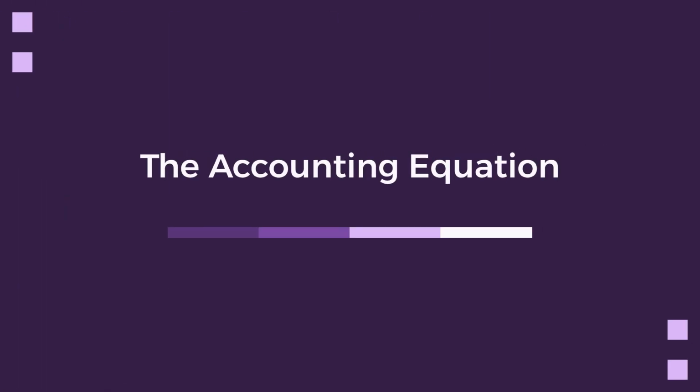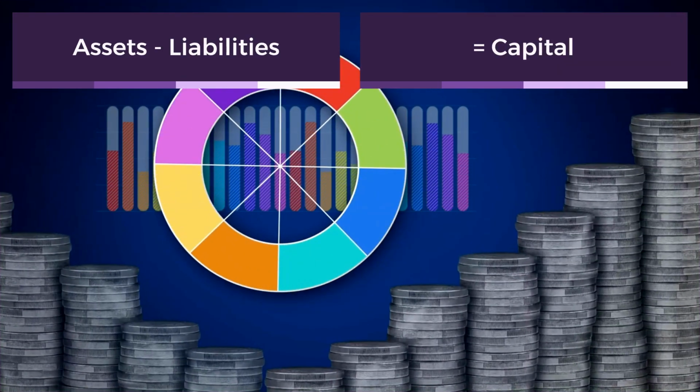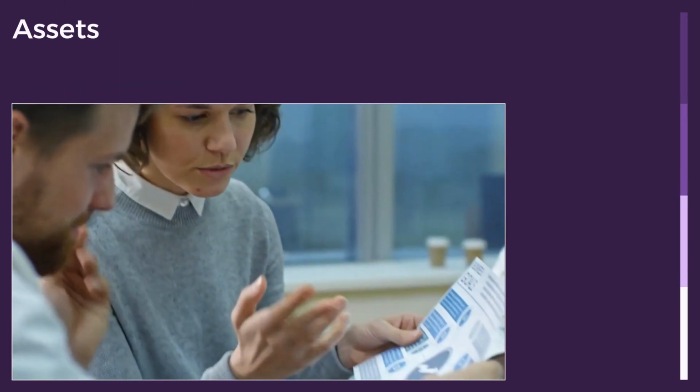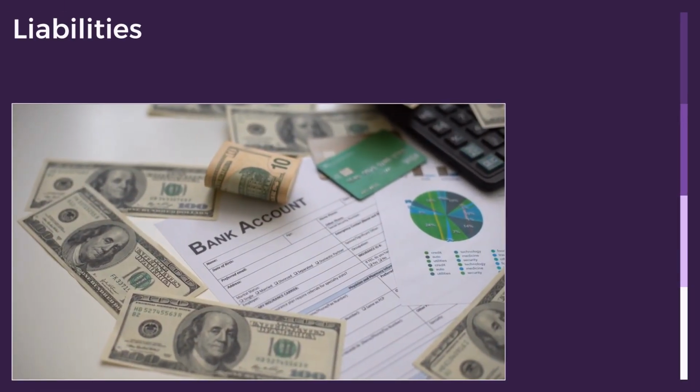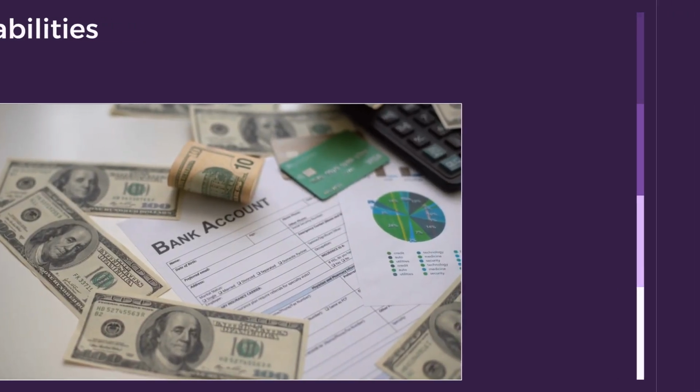The simplest way to understand capital is through the basic accounting equation. This equation states that assets minus liabilities equals capital, which is also commonly known as owner's equity. Assets are what a company owns, such as buildings, equipment, and other valuable resources. Liabilities are what a company owes to others, including loans, debts, or other financial obligations.